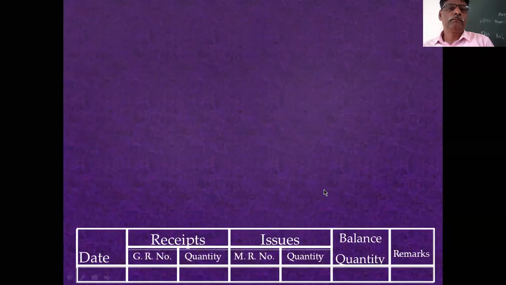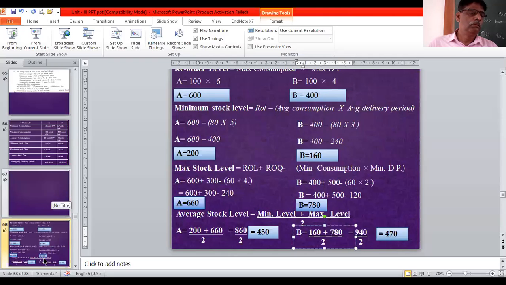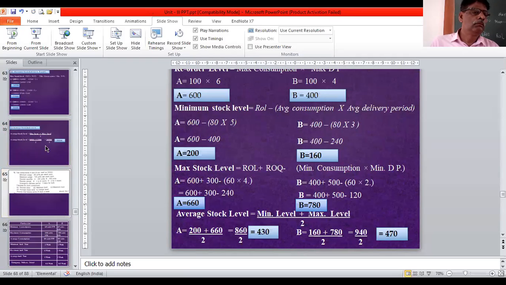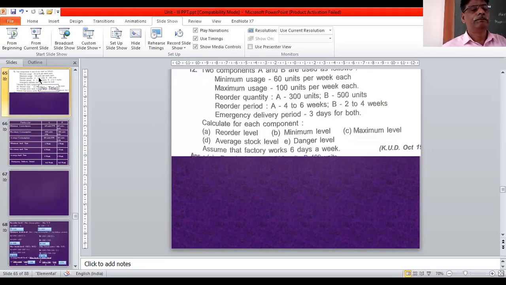Then regarding danger level. Sorry, I deleted that danger level. How to calculate danger level? Danger level is equal to minimum consumption into minimum delivery period. In the last step, you calculate the danger level. I calculated it, but by mistake I deleted it. Okay, this is your problem.